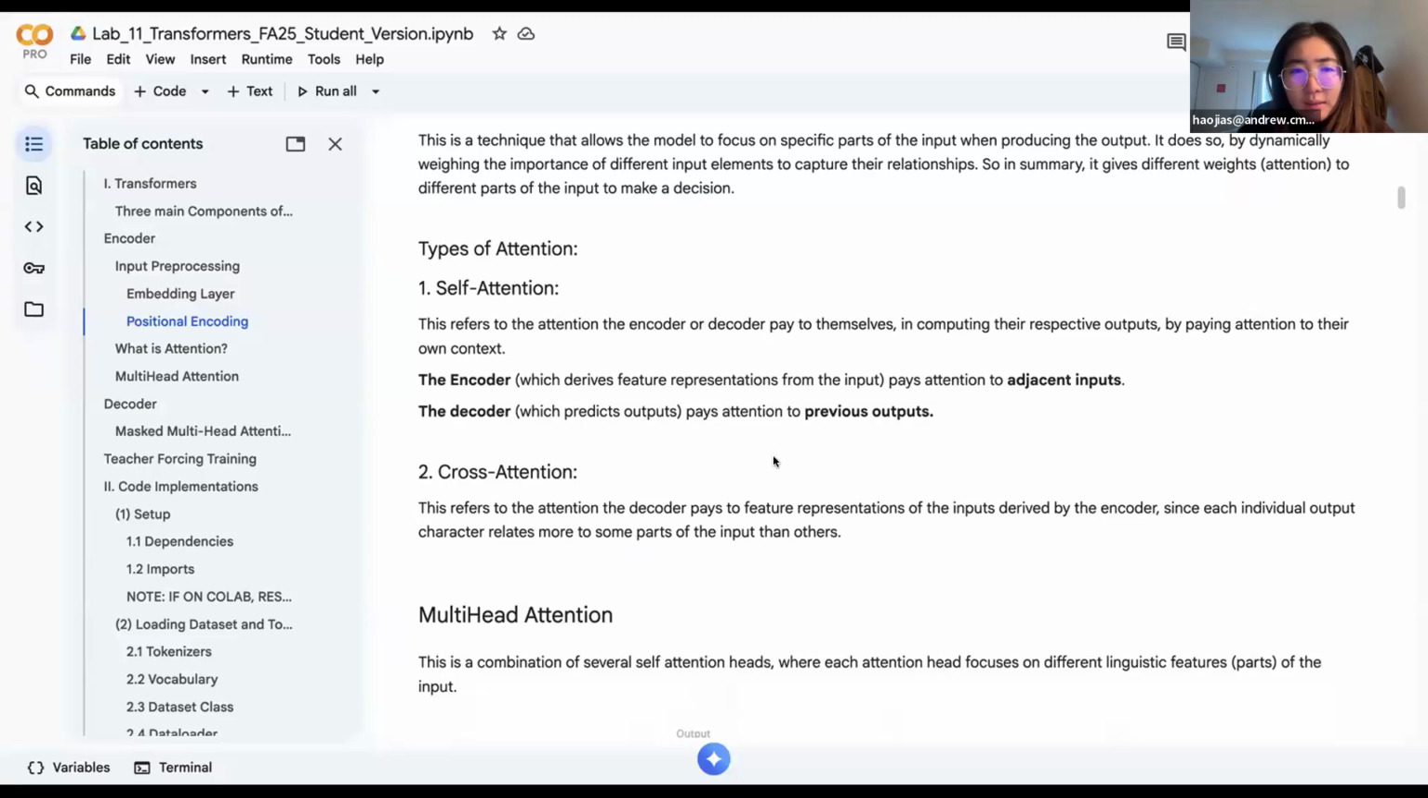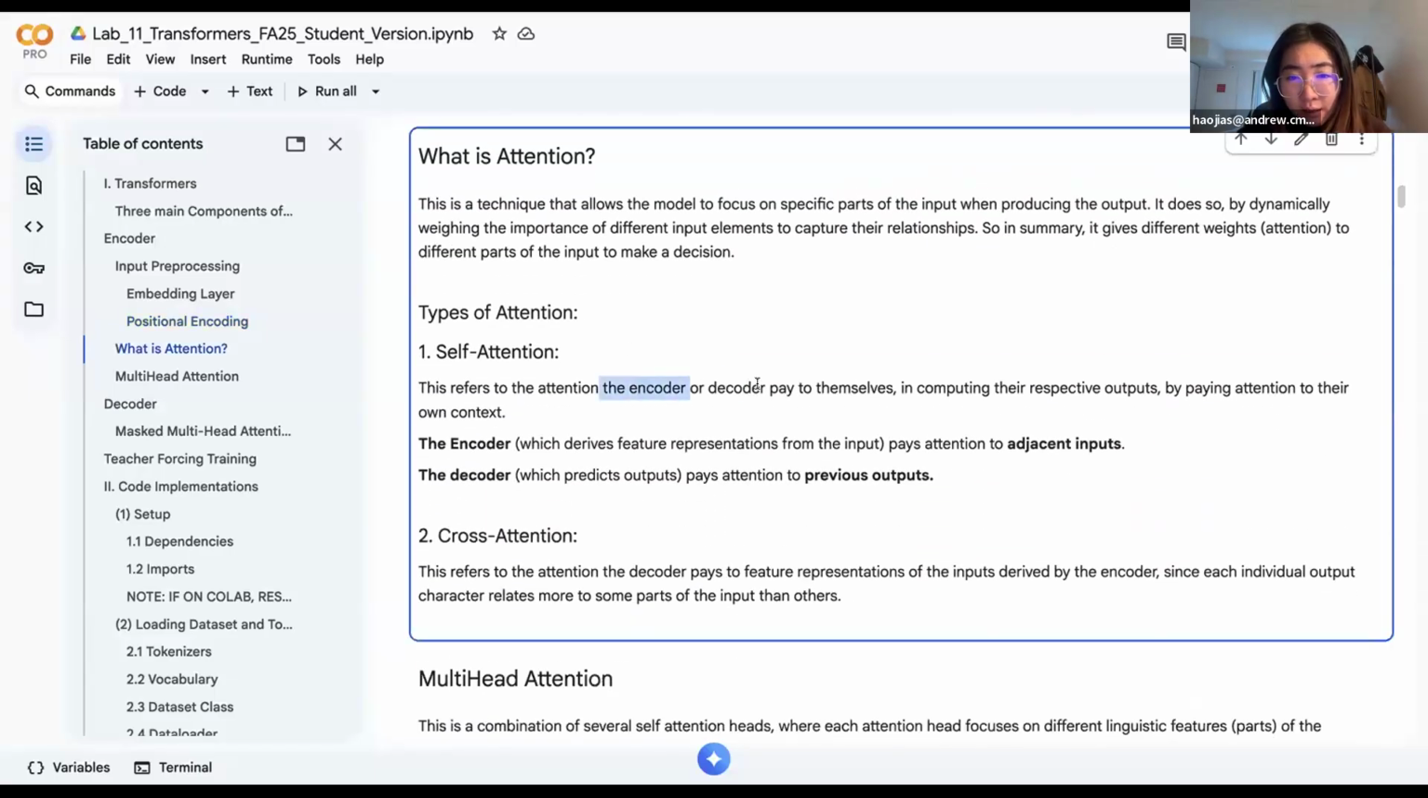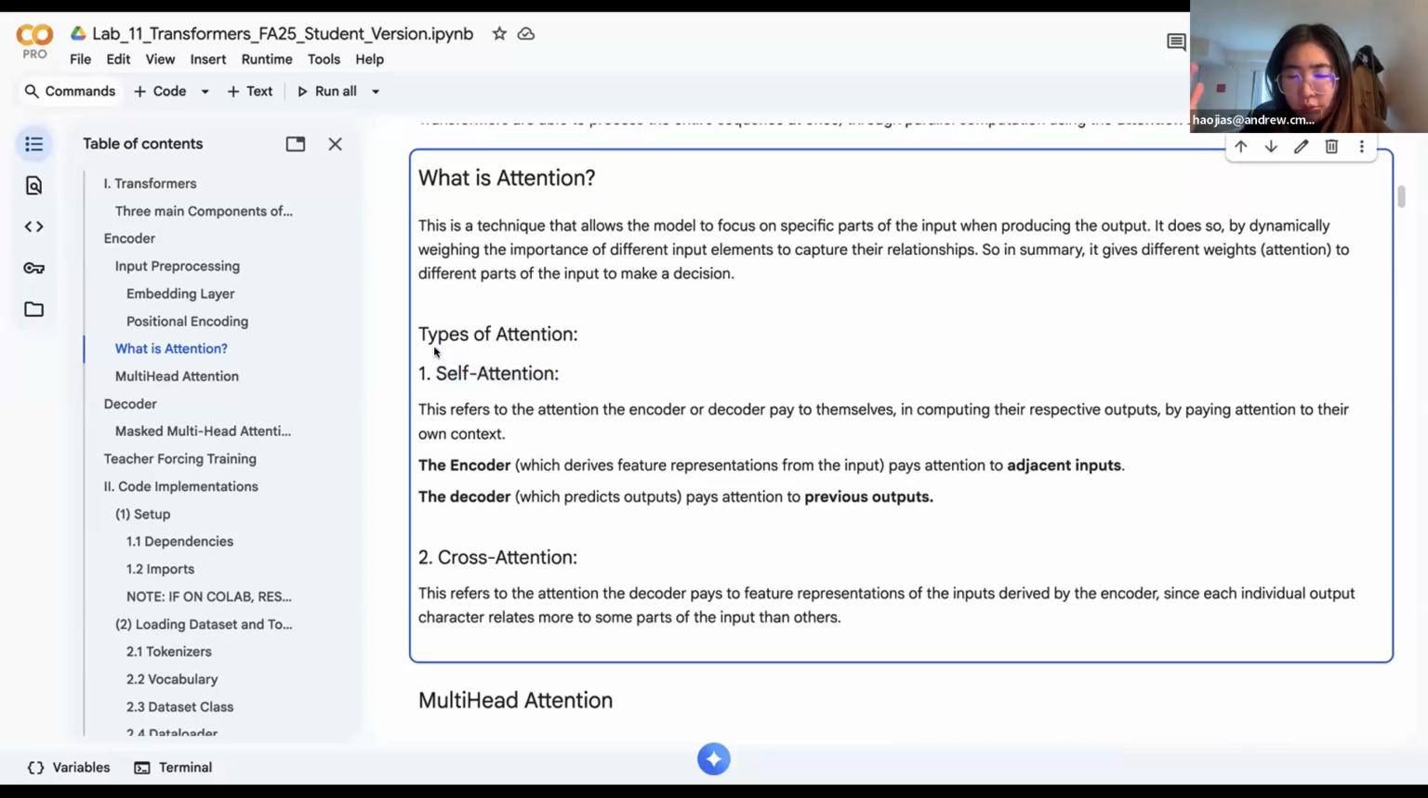Self-attention is the attention that the encoder or decoder pay to themselves, in computing their respective outputs by paying attention to their own context. For example, in the encoder, they pay attention to the adjacent inputs of this particular token itself, and the decoder pays attention to the previous outputs. So self-attention is basically you calculate the attention of yourself, which is the current token, with all other tokens in the input sequence.